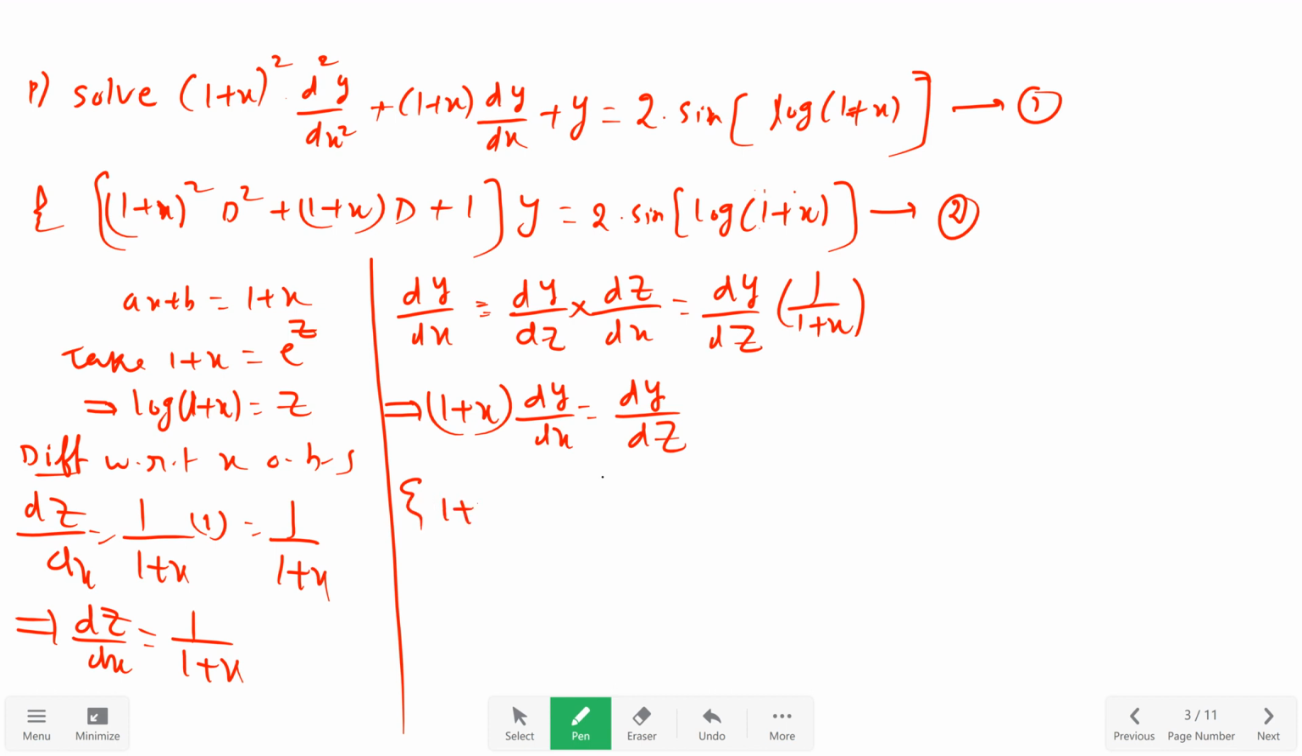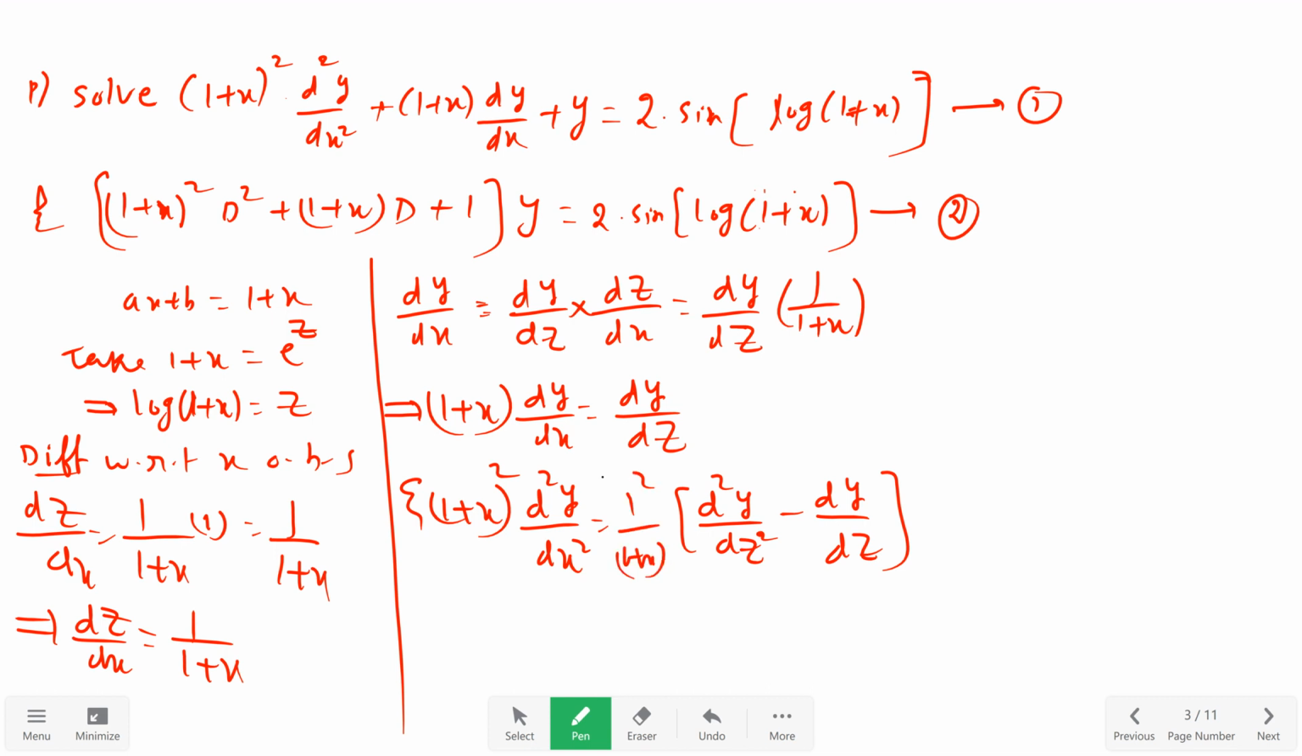Next, (1 plus x) whole square into d square y by dx square is equal to, by the formula a square by (ax plus b), (1 plus x) whole square into d square y by dx square is equal to 1 square into (d square y by dz square minus dy by dz), where 1 square is the square of the coefficient of x.